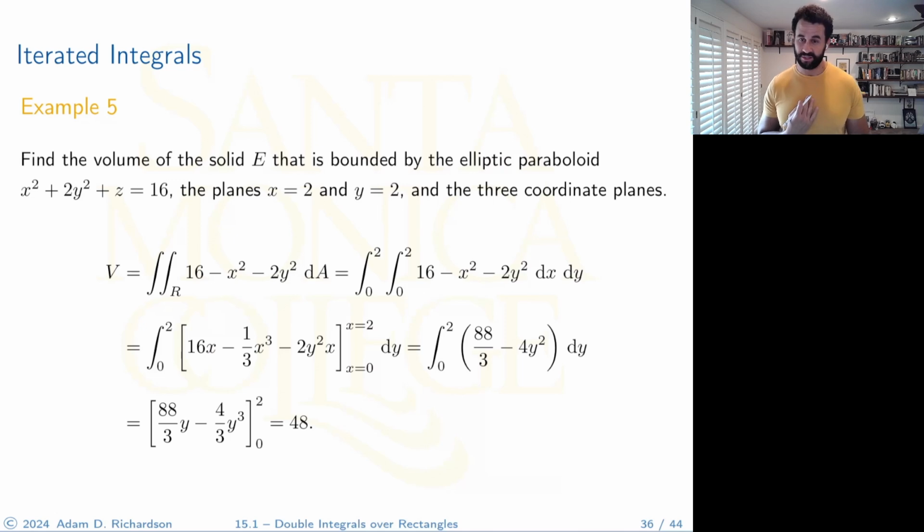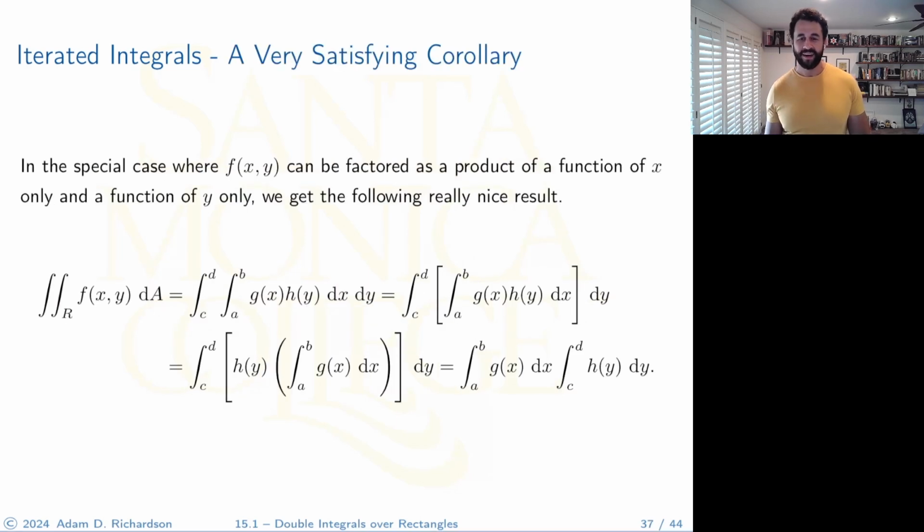Now I'm excited to share this with you. This is every Calc 1, Calc 2 student's dream that you could never really fulfill, and now there's a version of it that we can fulfill. It turns out there's a very, very satisfying corollary to Fubini's theorem. This only works for very special cases, so you can't get too excited. But in the very special case where our function f can be factored as a product of a function of x only and a function of y only, we get the following very satisfying result.